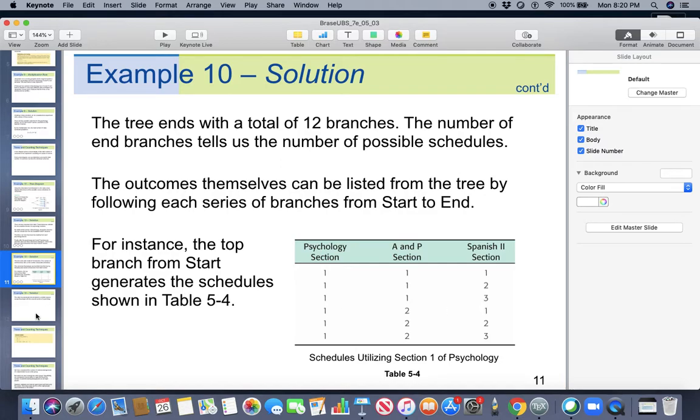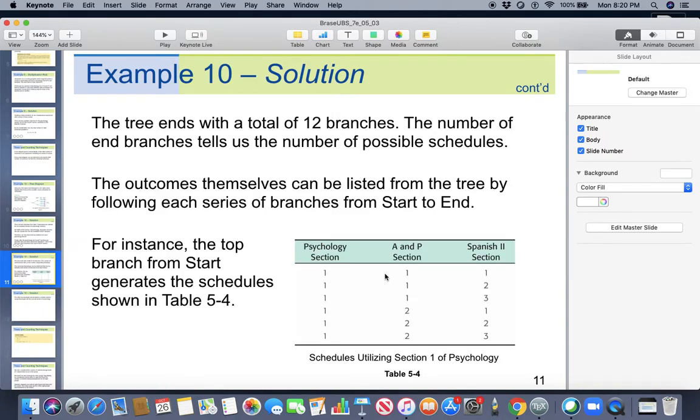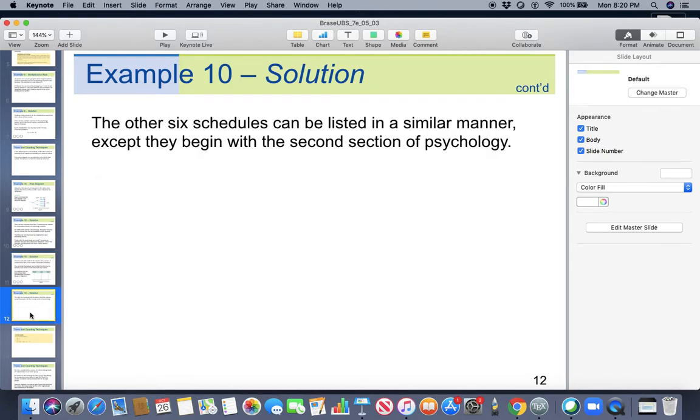The other 6 schedules can be listed similarly. So here are 6 of these: 111, 112, 113, 121, 122, 123, right? So the next one would be 211, 212, and so on. So those are the next 6 schedules. In all, you have 12 such schedules.